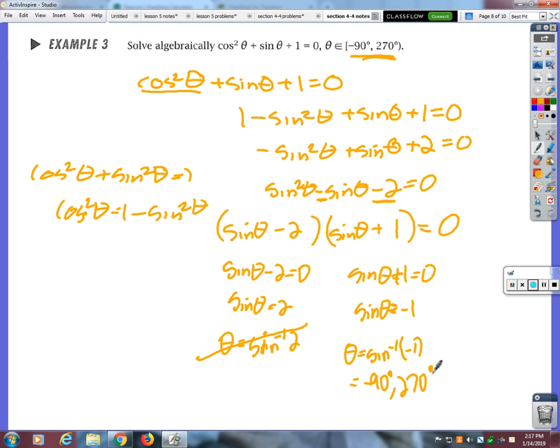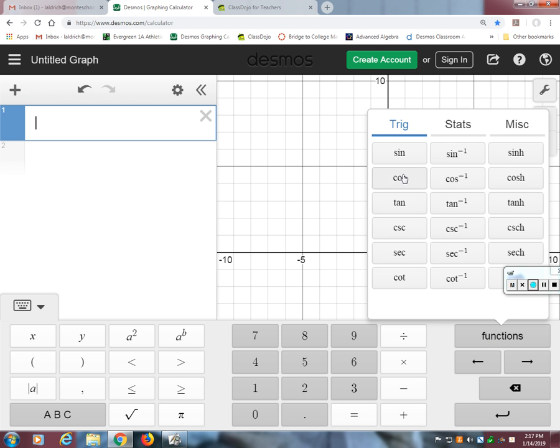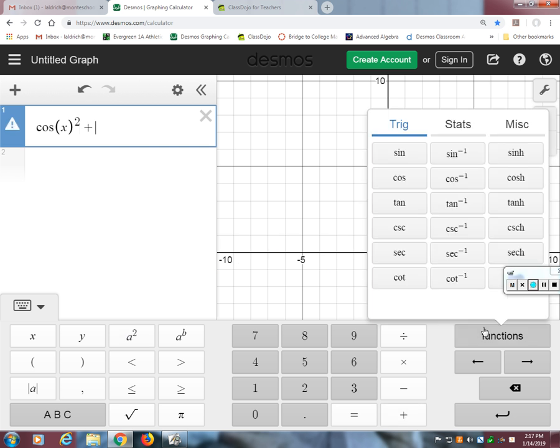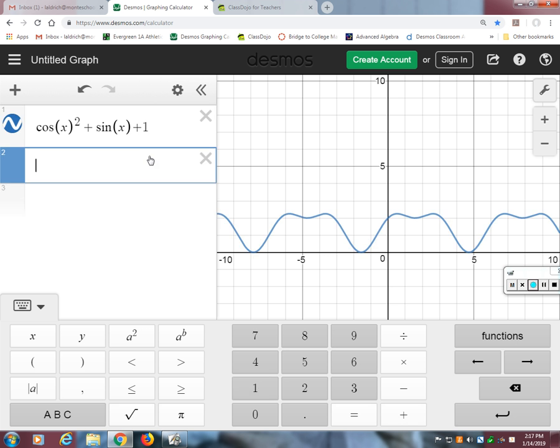Well, that's not the answer. They just want the, okay, here's what we're doing. They started with cosine squared. Essentially, here's what they're saying. If you take cosine squared plus sine, and what was it, plus 1, we want to know when does that equal 0.